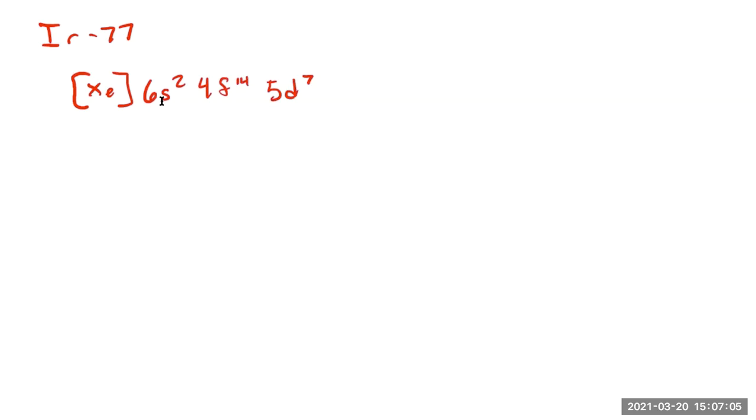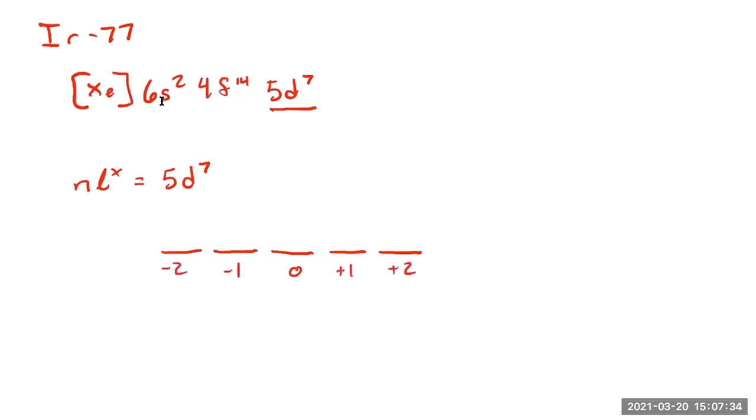So this means the last electrons we put in were in the 5d7 orbital. So that's our NLX, 5d7. Now when we want to figure out all the quantum numbers for that, and we draw the orbitals for the d, remember we have 5 orbitals in our d subshell. We start 0, -1, -2, +1, +2. So when I'm filling it up, 1, 2, 3, 4, 5, 6, 7. So that's our last electron.